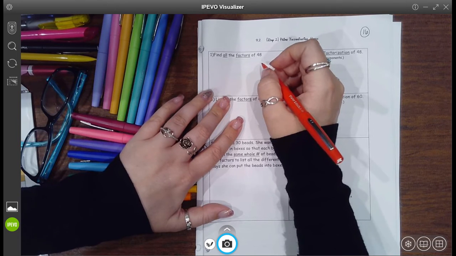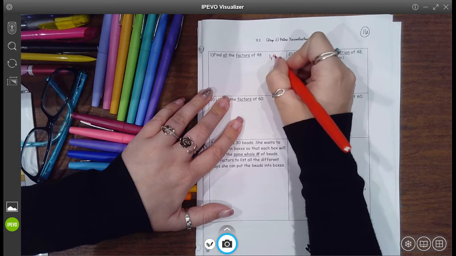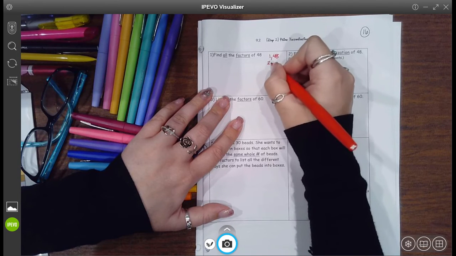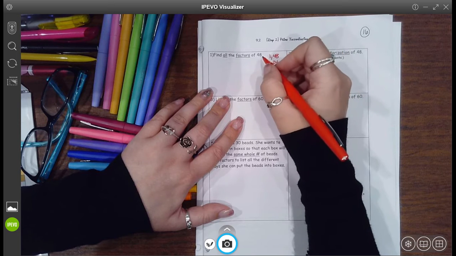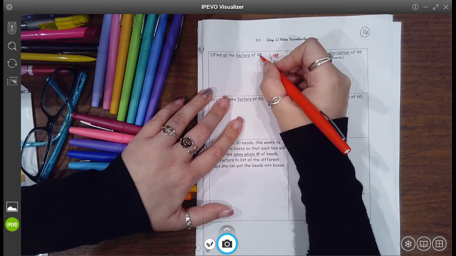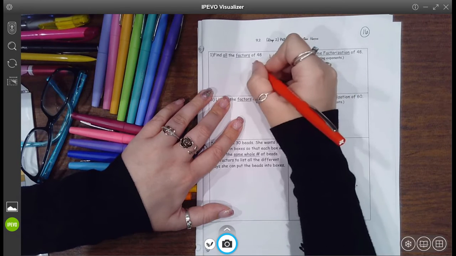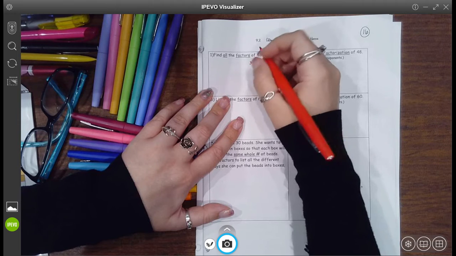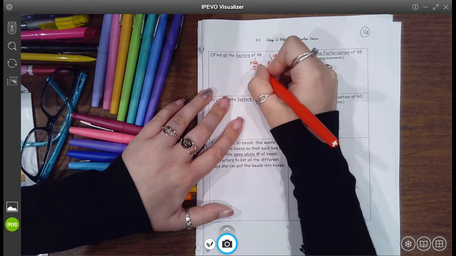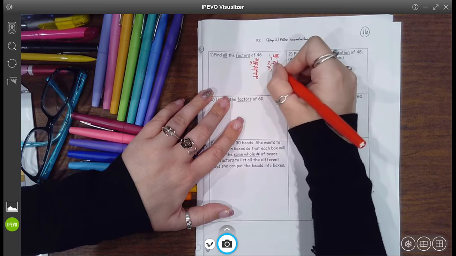So when you're listing all of them, go in order. Okay, so start with 1 times 48, and then can 2 go in? Yeah, it goes in 24 times. Can 3 go in? Remember the divisibility rule for 3. 4 plus 8 is 12. Can 3 go into 12? Yes, so 3 can go into 48. So you're going to divide how many times can it go in. And you'll figure out that it goes in 16 times.